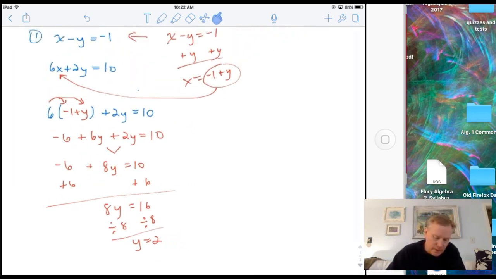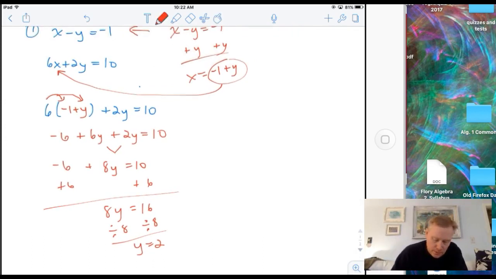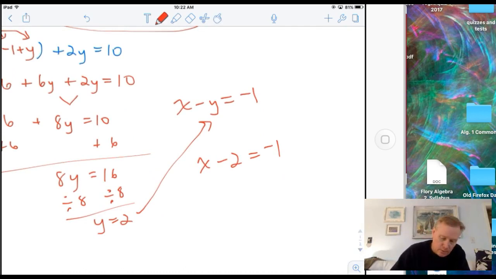Remember, I'm not done. I need to find what the other answer is. So take either of the equations, pick the easier one. In this case, I am going for the x minus y equals -1. And I'm going to plug the 2 in there for the y. So I got x minus 2 equals -1. And then I can solve it. Add 2 to both sides. And I get x equals 1.